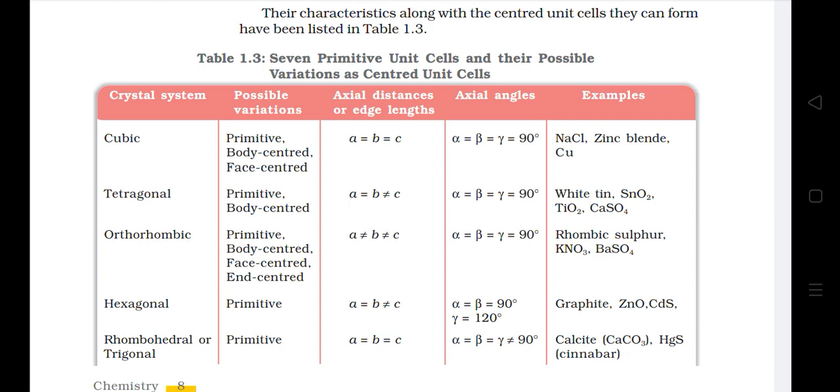Orthorhombic: primitive, body centered, face centered and end centered, where a is not equal to b, not equal to c, alpha equals beta equals gamma equals 90 degrees. Examples are rhombic sulfur, KNO3, barium sulfate. Hexagonal: primitive, a equals b, not equal to c, alpha equals beta equals 90 degrees, gamma equals 120 degrees. Examples are graphite, zinc oxide, cadmium sulfide. Rhombohedral or trigonal: primitive, a equals b equals c, alpha equals beta equals gamma not equal to 90 degrees. Examples are calcite, calcium carbonate or cinnabar.